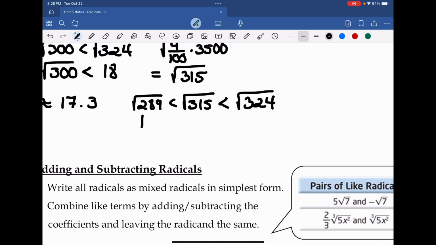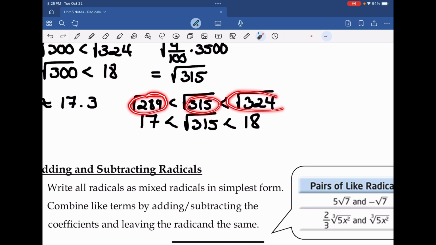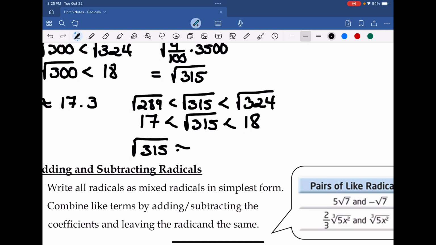Now from here, we're going to get that 17 is less than the square root of 315, which is less than 18. Now from here, we're like, okay, which one was 315 closer to? Is 315 closer to 289 or 324? It's definitely closer to this side. So we're going to say that roughly 315 is approximately equal to something like 17 point, maybe even like 7. And again, we're doing general estimation here.